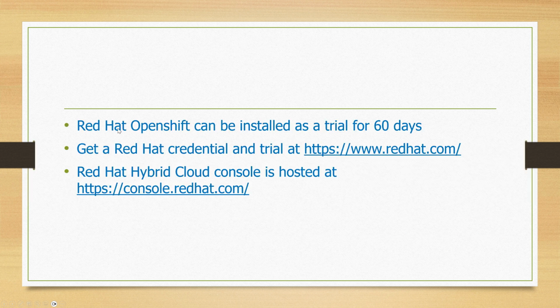Red Hat offers many evaluations for products such as OpenShift for 60 days. You can get those trials from redhat.com. You will need to create a credential. Once you have a login and a trial, you should be able to access the hybrid cloud console at console.redhat.com, which is where our demonstration will take place.